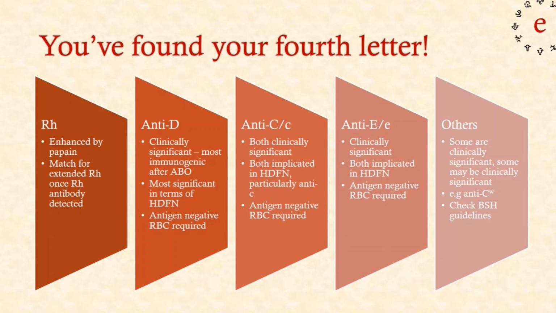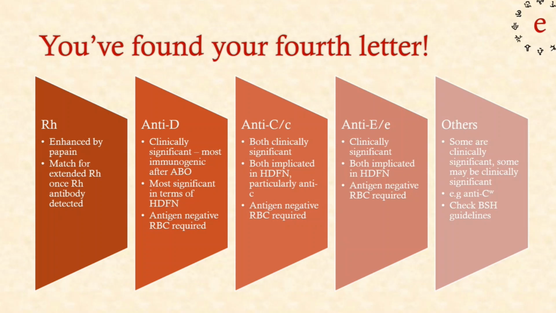So we've got anti-D. We know this is clinically significant, and it's the most immunogenic after ABO. Just a little fact there for you. And it's most significant in terms of HDFN, which is obviously why there's all the prophylaxis and sending things in for quant. Antigen negative blood is required if you have these antibodies, even if they are previously detected with something like your anti-M, as long as it's not reactive at 37 degrees.